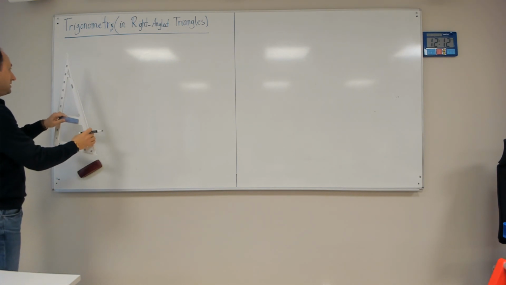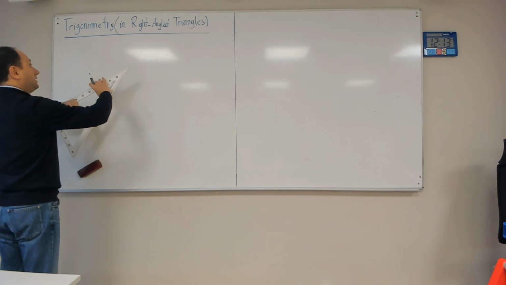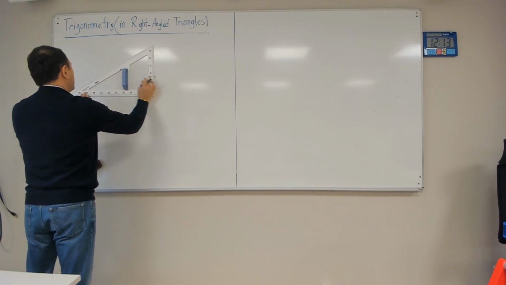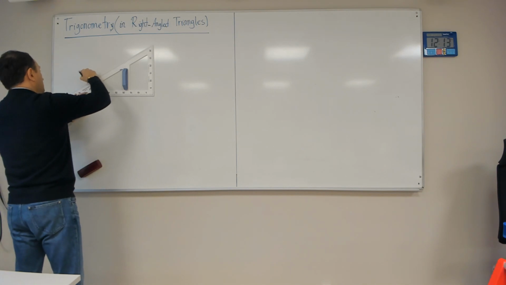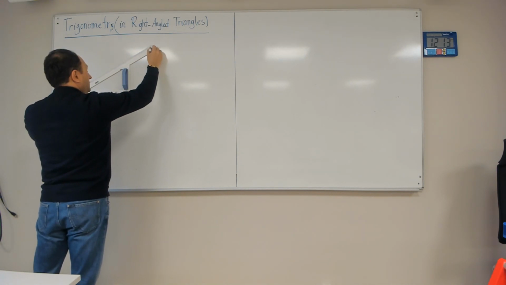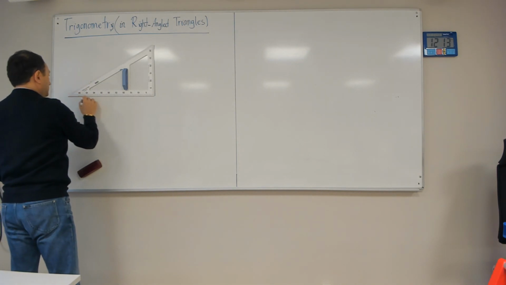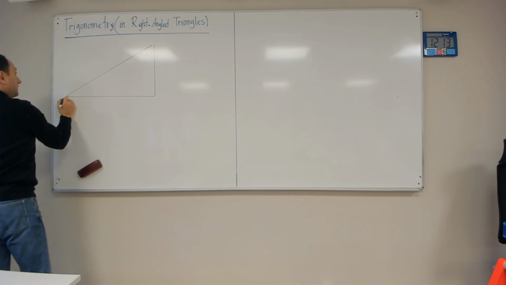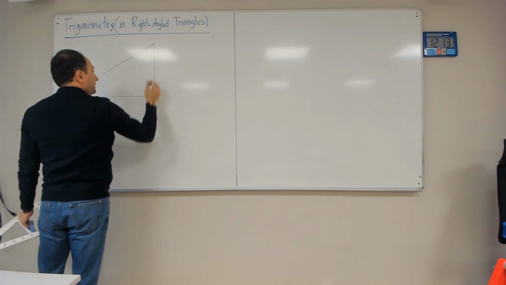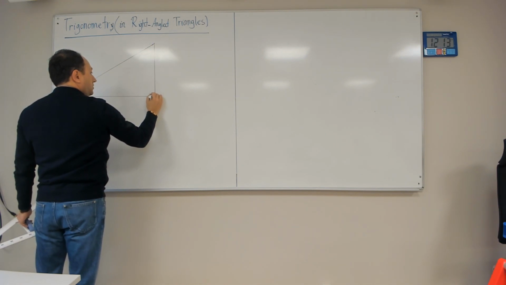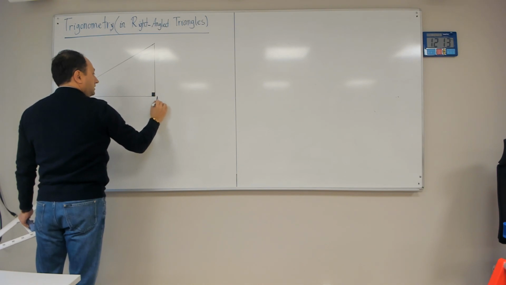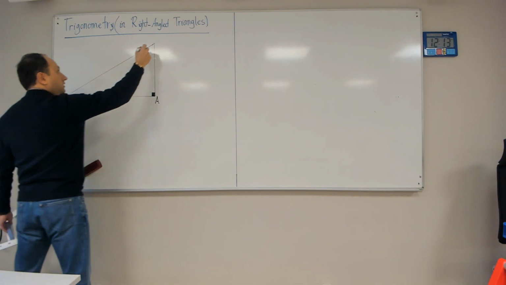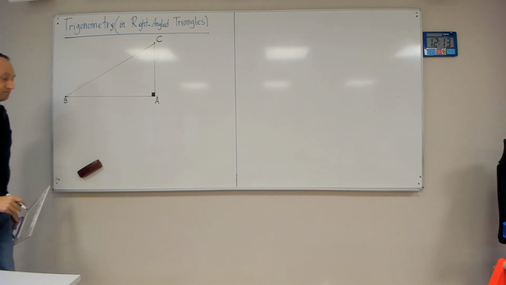Now let me write it. So here, assume that I have a right angle triangle. Let me try to make it complete. Something like this, and this is a 90-degree angle. Let me call it, for example, capital A. And then I can call the other vertex or corner B, and the other one C.